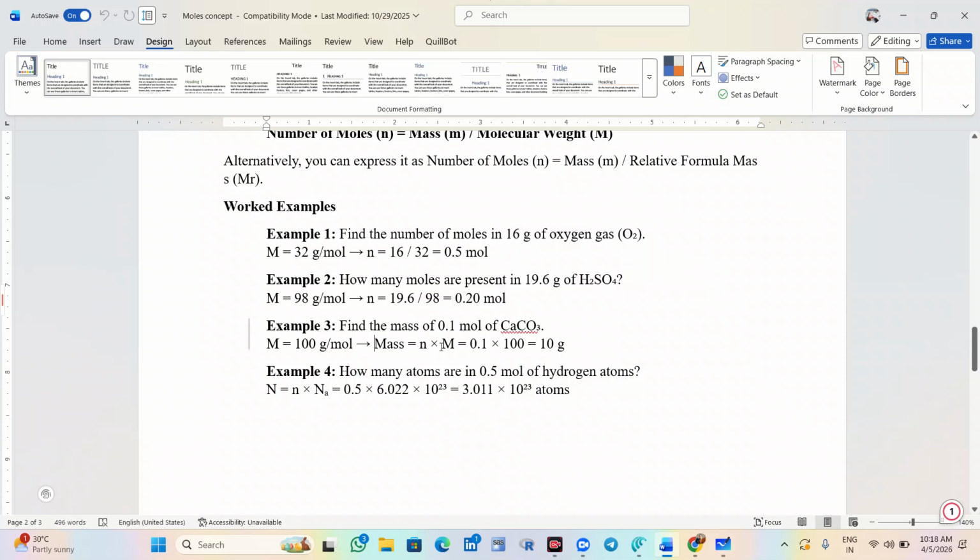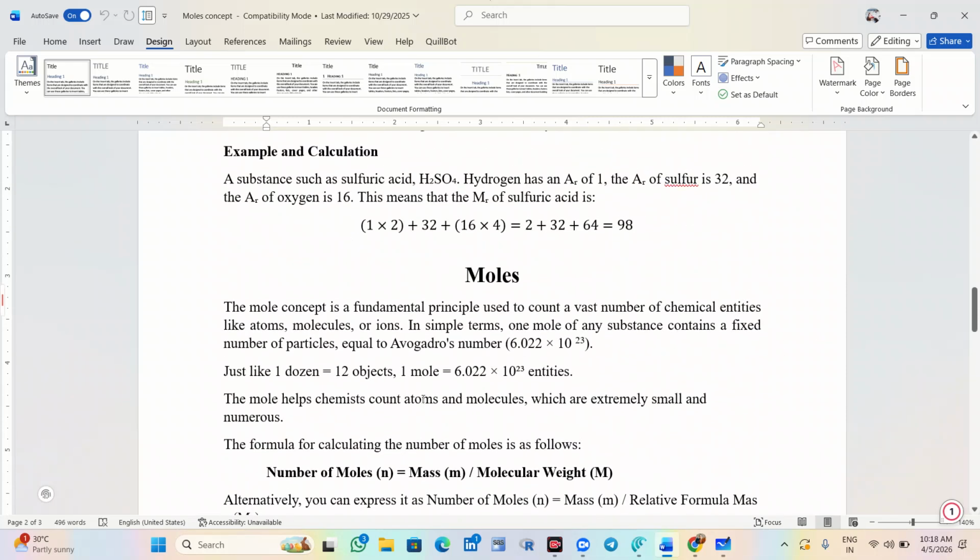Like that, for calcium carbonate, CaCO3, 0.1 mole. Here they have given the number of moles, and we need to find the mass. So you have to do number of moles times formula mass. The formula mass is 100 gram per mole. 100 gram per mole times 0.1 mole, you will get 10 grams. Like that, whenever they give the atomic masses, we will know the relative formula mass. Whenever they give the mass, we have to calculate the moles. Whenever they give the moles, we can calculate the masses.